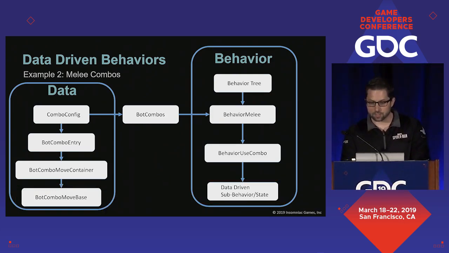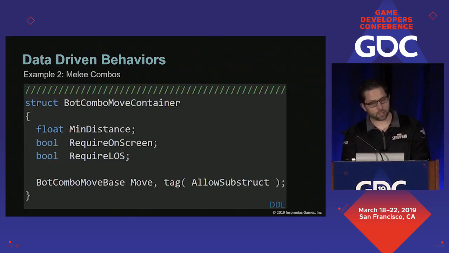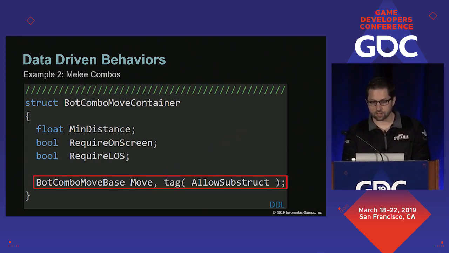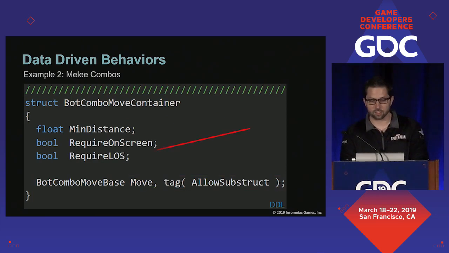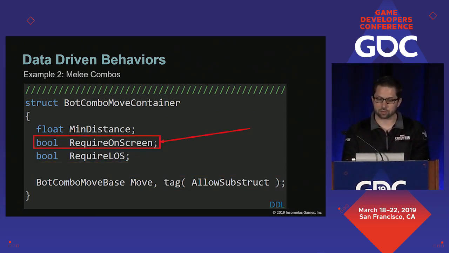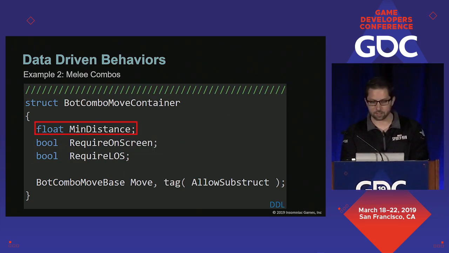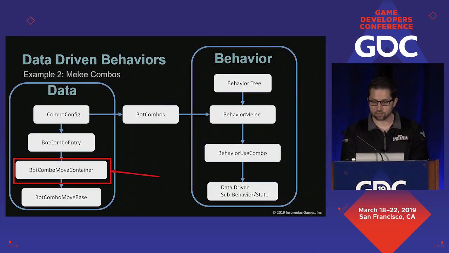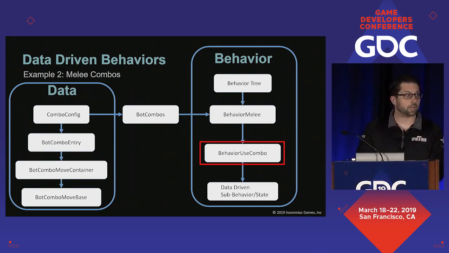Let's move one level up the data hierarchy and talk about the move container. Here's the definition for bot combo move container. You can see the combo move here at the bottom, but this struct contains other data. That data is parameters for defining how to prepare to execute the move. These are things like, does the bot need line of sight with their target to perform the attack? Does the bot need to be on screen? Or how close does the bot need to be? In other words, the combo move container contains not only the combo move, but also has data that drives the behavior of this behavior use combo.